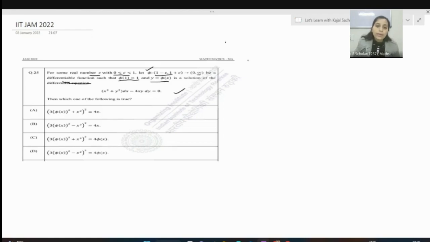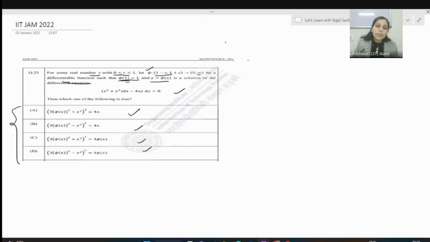Here we have a given differential equation and the solution is y is equal to phi x. There is also a condition on phi, phi 1 is equal to 1, and we are to tell which one of the 4 options is true. So we are discussing the solution, as the solution is phi x and all the 4 options have phi x.